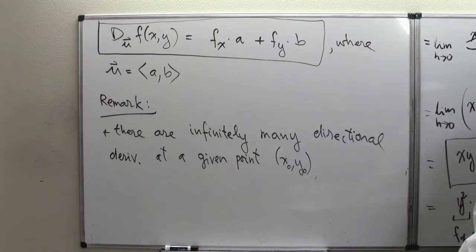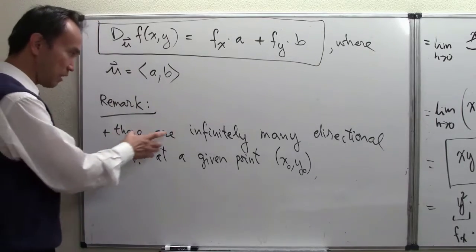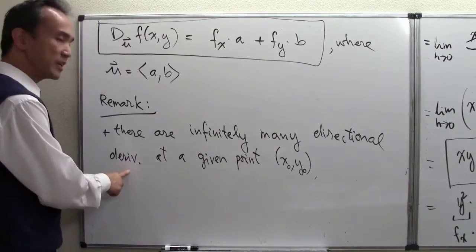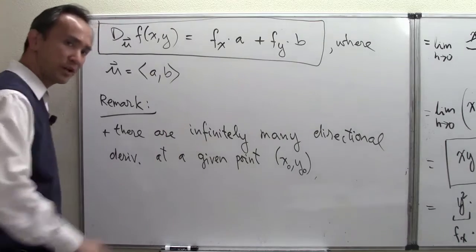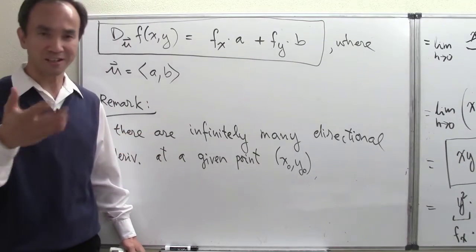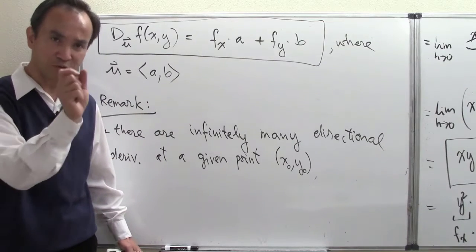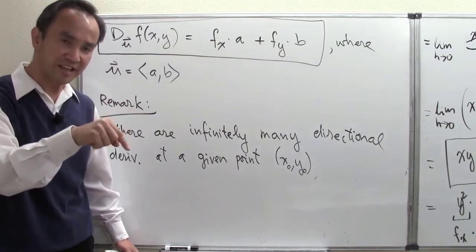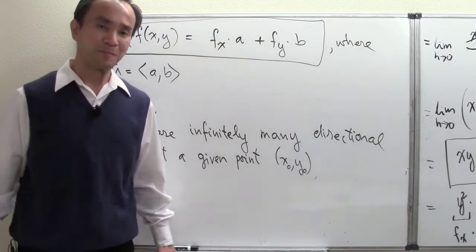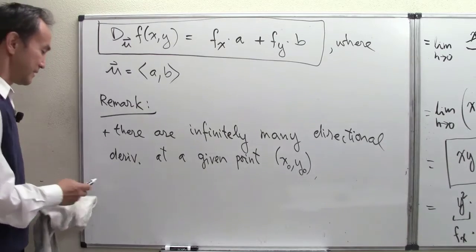And that's the reason why I was saying as a remark here, keep in mind there are infinitely many directional derivatives at a given point. That's why, in the topic of this lesson, we're learning about directional derivatives. There are many of them, and anytime you're finding one, that's just you finding a directional derivative. Okay? So now, think even a little further.